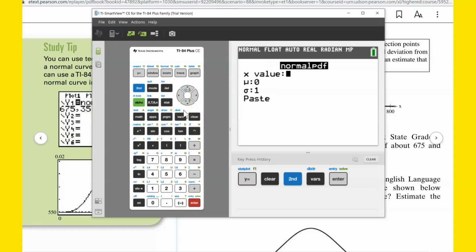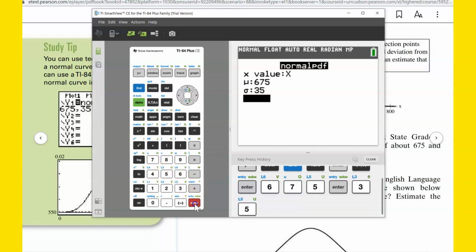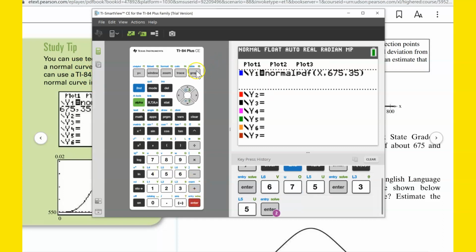The x value, we want that to be a variable. So we're going to let that be x. That's what's going to graph the curve instead of a single dot, the fact that it's a variable that changes. The x value could be way away from the mean or close to the mean or whatever. The mean in that example was 675. The standard deviation in that example was 35. And then we click paste, and then we can click graph.